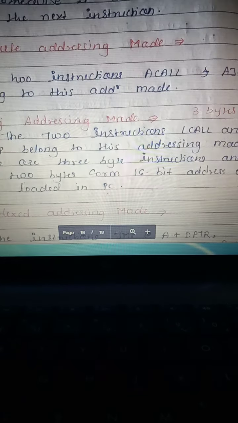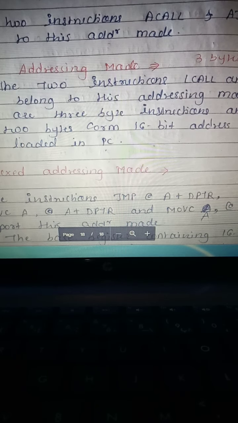Sixth is absolute addressing mode. The two instructions ACALL and AJMP belong to this addressing mode. Next is long addressing mode. The two instructions LCALL and LJMP belong to this mode. These two instructions are 3 bytes long. The next 2 bytes form a 16-bit address, which gets loaded into the program counter.